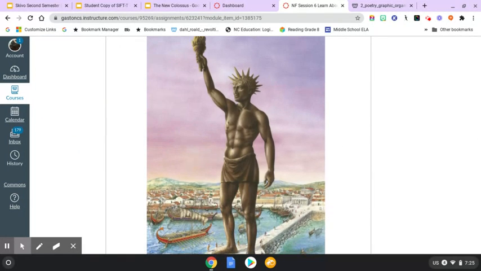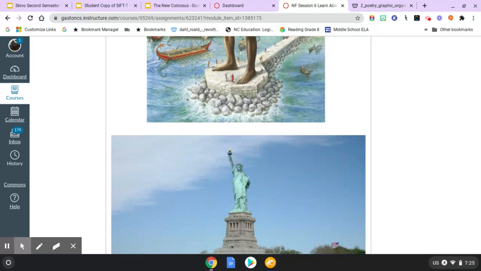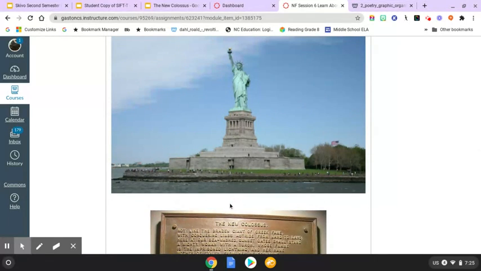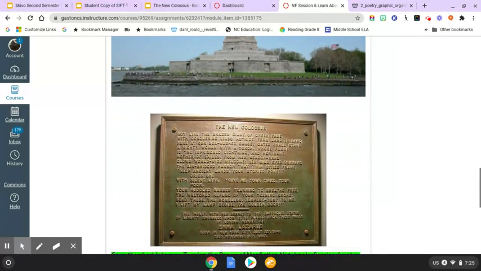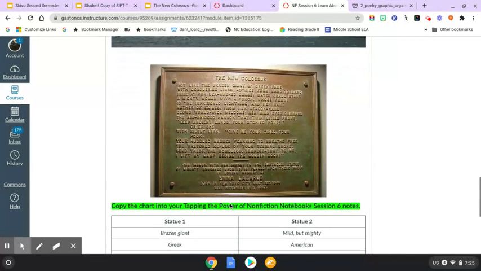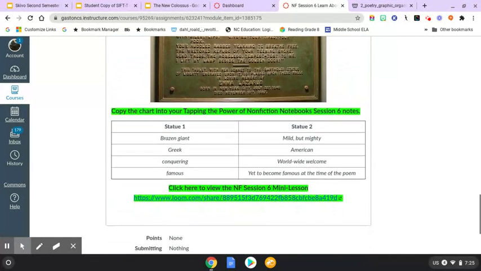Here's a picture. This is the Colossus. And this is the new Colossus. And here's the poem. We put it on a plaque. It was that important. In your notebooks, I want you to put this chart, and you're going to add some things to it. As you're looking at the poem, I want you to find some different things about the statues. Statue 1 and Statue 2. The Statue 1 is the Colossus, the brazen giant, mild but mighty for Statue 2, because the Statue of Liberty is more nurturing. It's the female image of the nurturer, whereas the male image is more of the warrior.